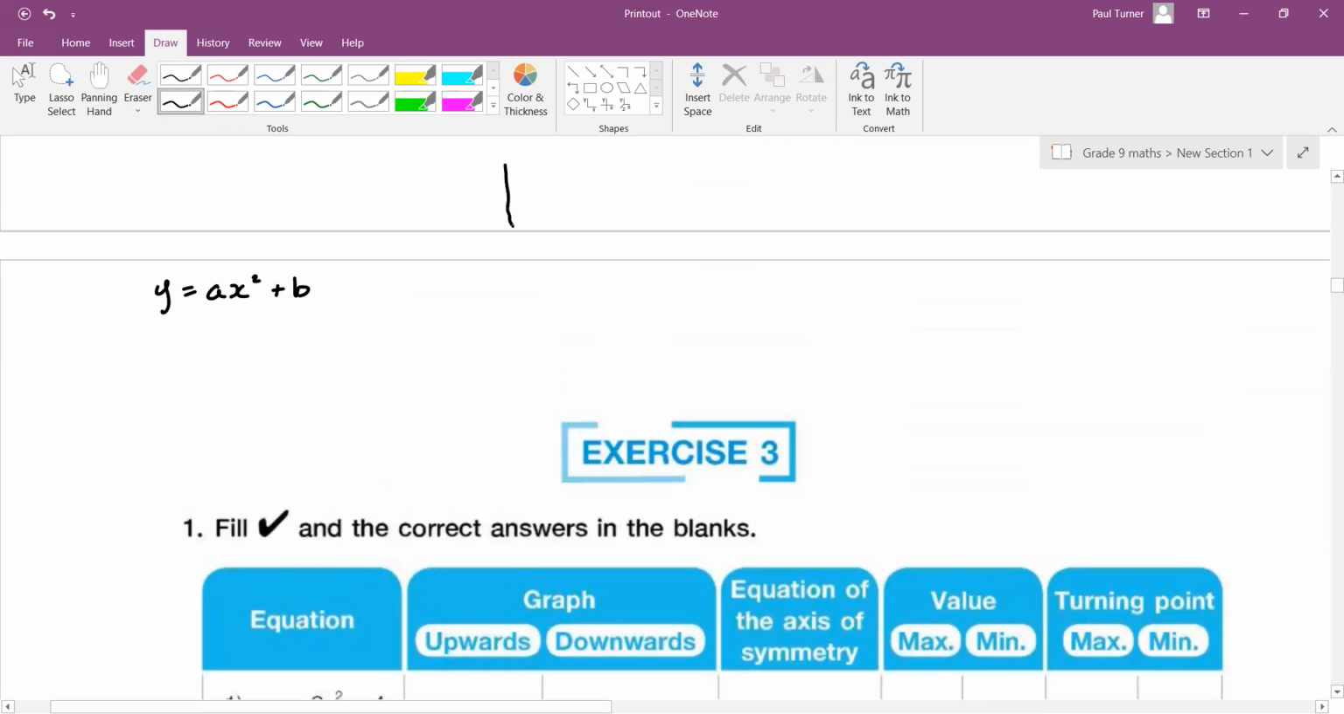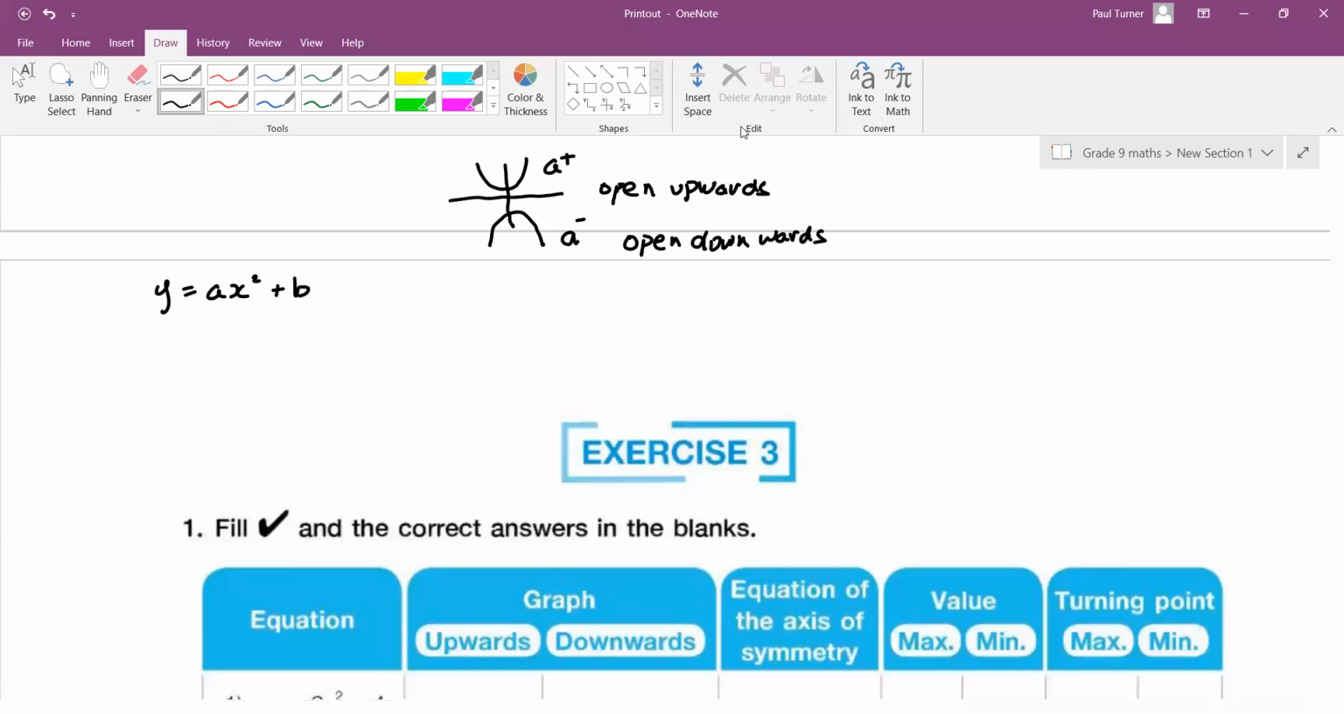So remember now, let's just review a bit. If a is positive, the graph will open upwards. That depends on a. If it's positive, it will open up. If it opens down, the a value will be negative. So that's open downwards. So that will change your shape up or down.